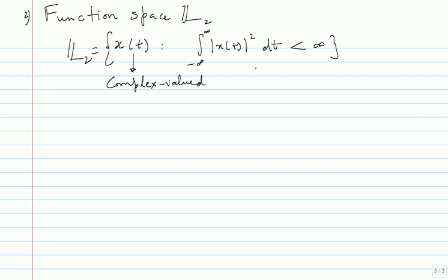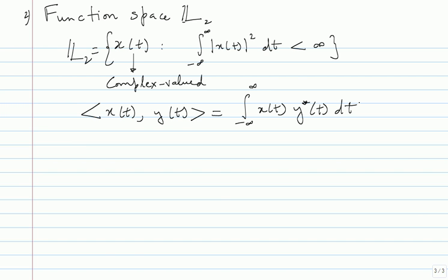Okay, so L2 is a very, very nice space. It's very well behaved. A lot of things happen very comfortably there. You don't have to worry about weird things in L2. In L2 you also have an inner product, which is <x(t), y(t)>, the integral from minus infinity to infinity of x(t) y*(t) dt. So this is a valid inner product. It satisfies all the properties that you need, and you also get a norm from this.